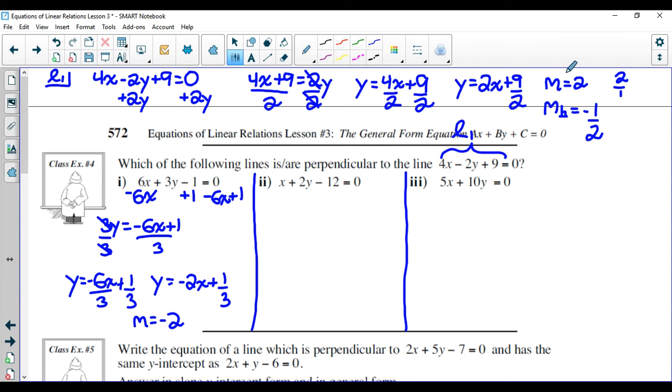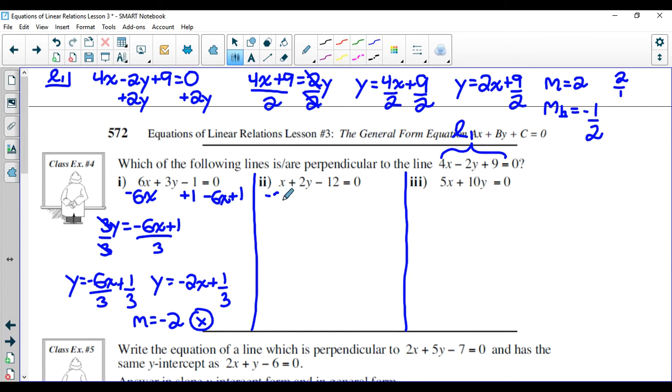So now, is it perpendicular? Well, the slope of line 1 is 2. A perpendicular slope to that would be negative 1/2. This guy's not negative 1/2. It's negative 2. So this slope, negative 2, is not the negative reciprocal of positive 2. Negative 1/2 is. Okay, let's test the second equation now.